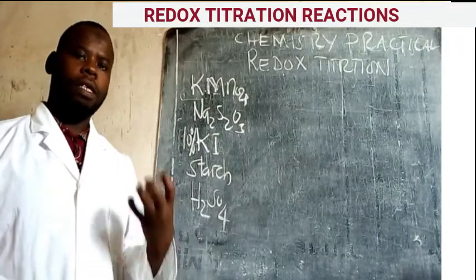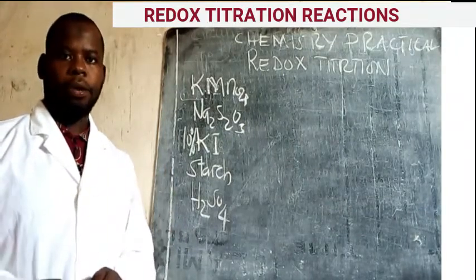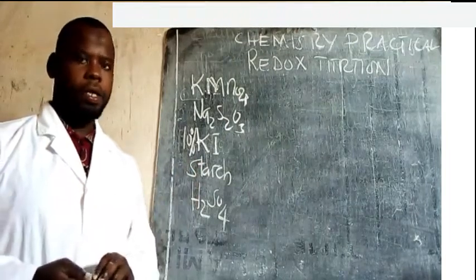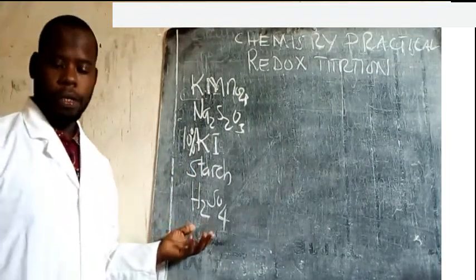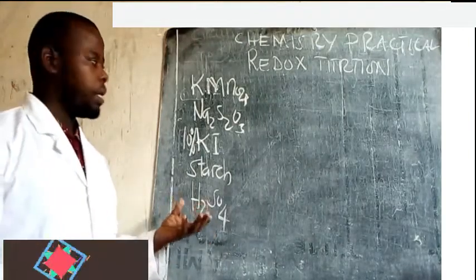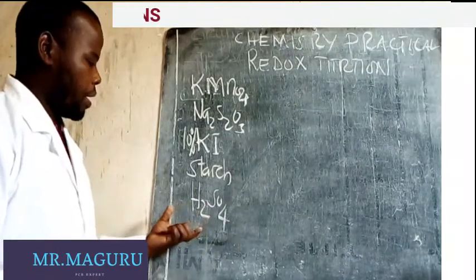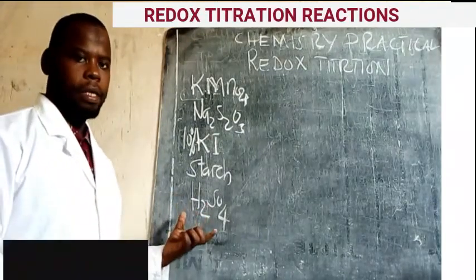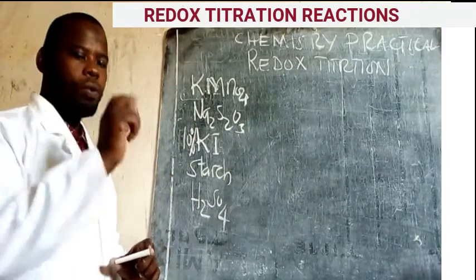Acidic medium is needed by potassium permanganate in order to make the correct reaction. That's why we use sulfuric acid. So we see the reaction. In this practical, we have a reaction, but within each reaction it has two reactions.